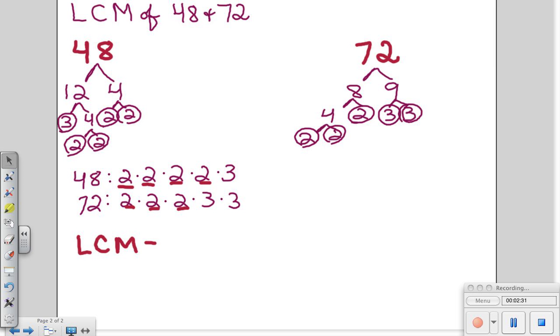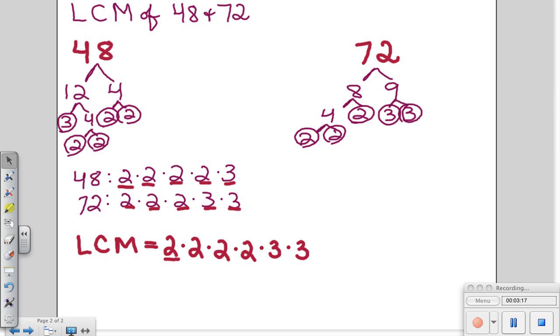So to figure out the LCM, I'm going to begin by multiplying 2 4 times, because that's the greatest number of times it appears. So 2 times 2 times 2 times 2. Now, there's one more number left. There's a 3 in there. The most number of times 3 appears in either factorization is twice. In the 48, it only appears 1 time. But in the 72, it appears 2 times. So the greatest number of times the 3 appears is 2 times. So you multiply it together 2 times.